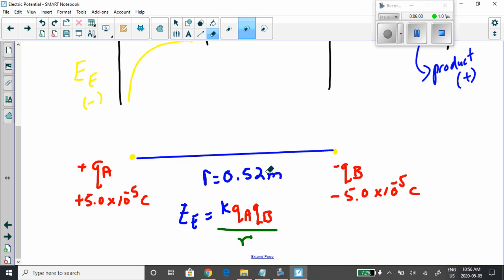Well, it would definitely be an attraction, so you know you'd get a negative value. Why would I get a negative value? Well, K is positive, QA is positive, QB is negative, R is positive. It's a distance, so this negative sign in the QB is going to dictate the product being negative, and you would have a negative electric potential energy. I think you're all quite capable of plugging in those numbers and finding out how many joules that would be. I'll leave that to you.